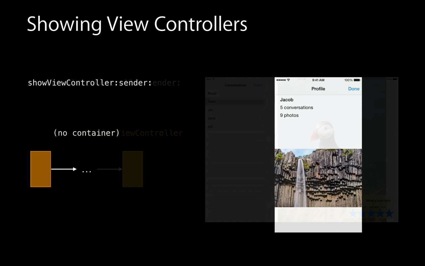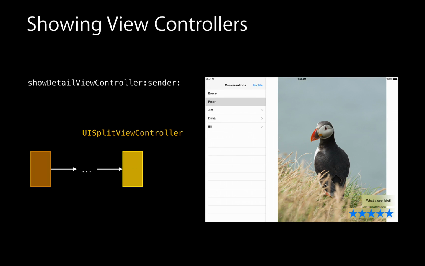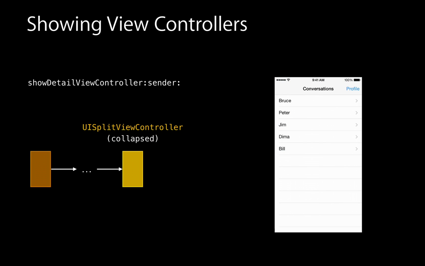Next, let's look at show detail view controller. This works similarly, and it's implemented by split view controller. Here, the split view controller will show the view controller you pass on the right of its split. However, if that split view controller is collapsed, as you might see in an iPhone application, then it will actually redirect that show detail view controller method to show view controller and resend it to its own primary view controller.